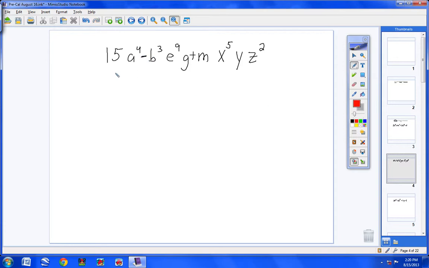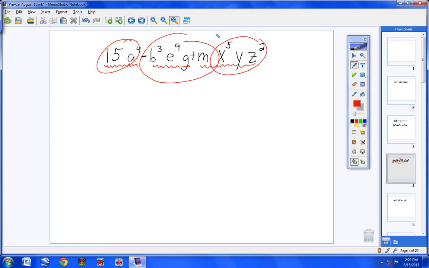Watch. I start right here, and I move along until I come to a negative or a positive sign. There's one, so I stop. Now I continue on. Oh, there's a positive sign, so I stop, and I continue on. Look at that, 3 terms. 1, 2, 3. 3 terms.